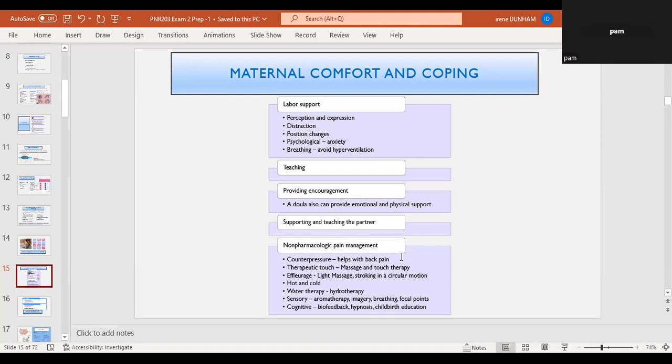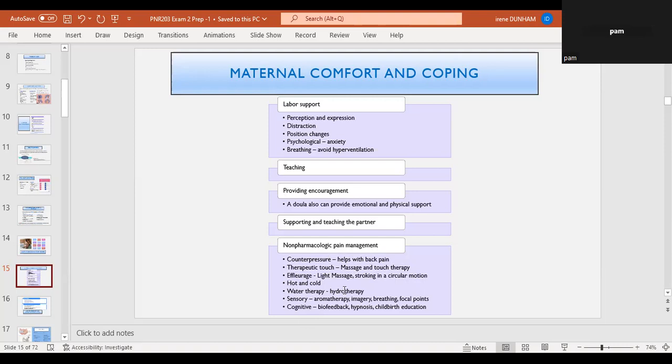Non-pharmacological, we went over all these. As you can see, these are things that really do work. The counter pressure helps with back pain. The therapeutic touch, which is your massage and your touch therapy. Effleurage, I already went over that. That's light massage, stroking, and a circular motion on her abdomen, and combine it with a pelvic rock. Perfect. And then you have hot and cold.